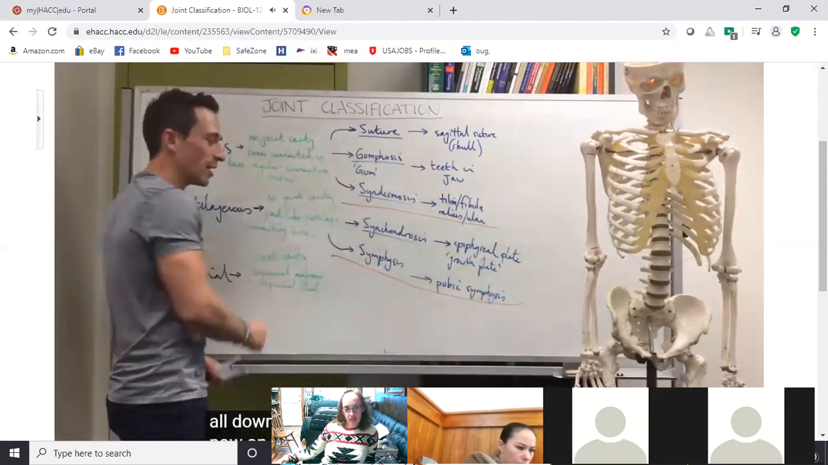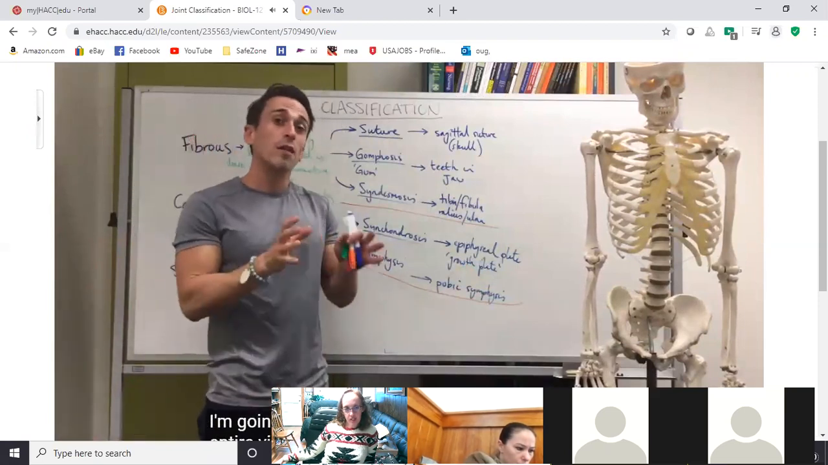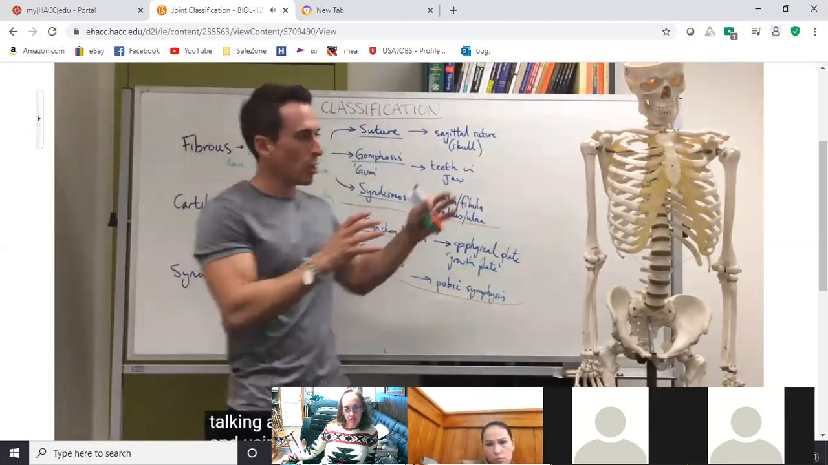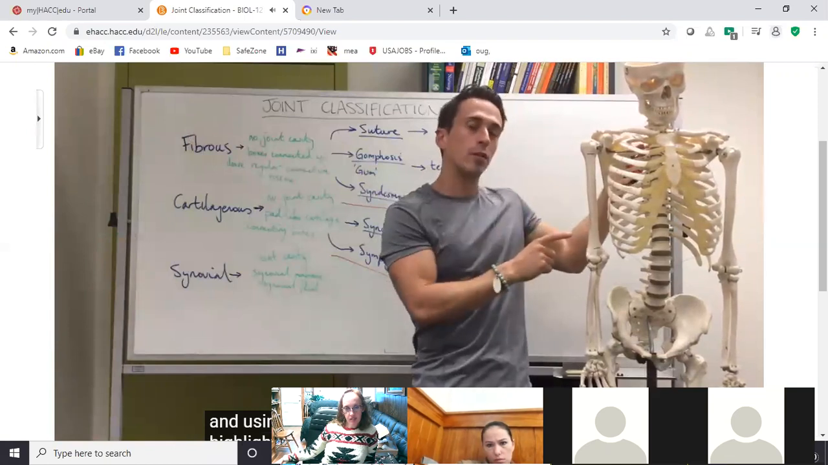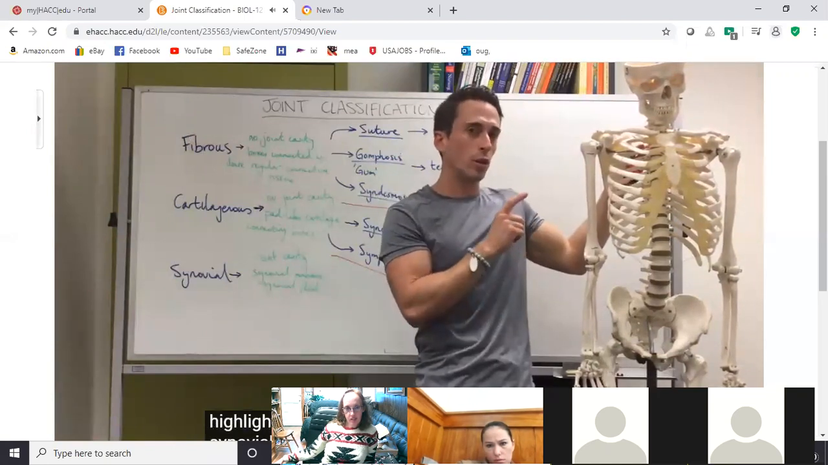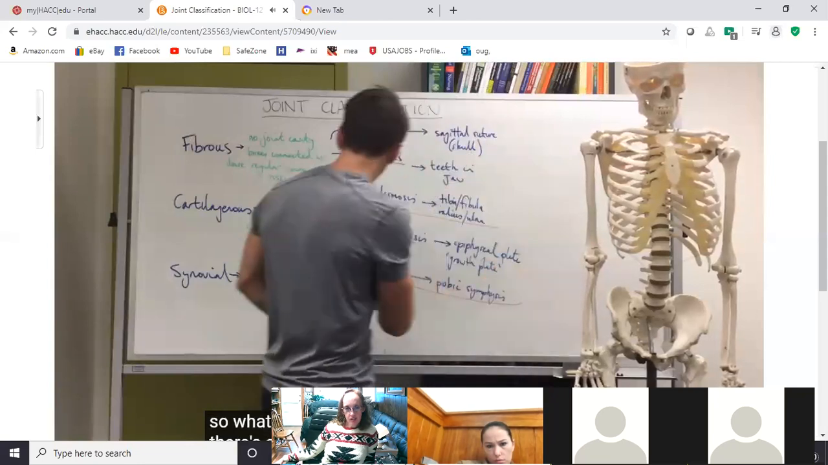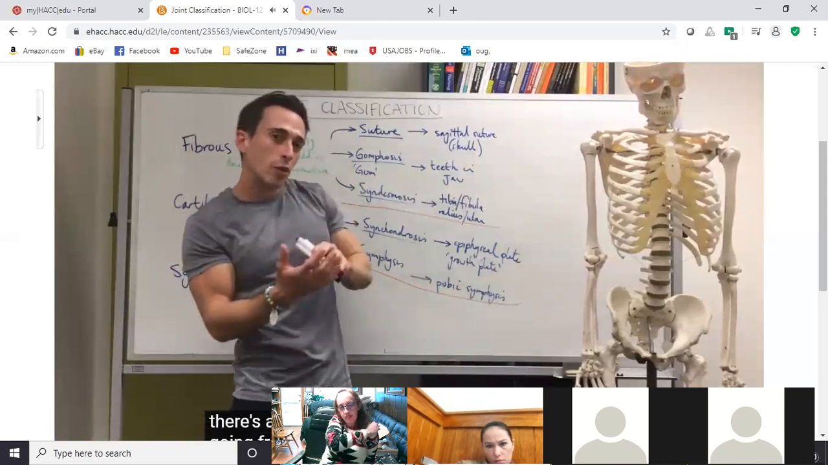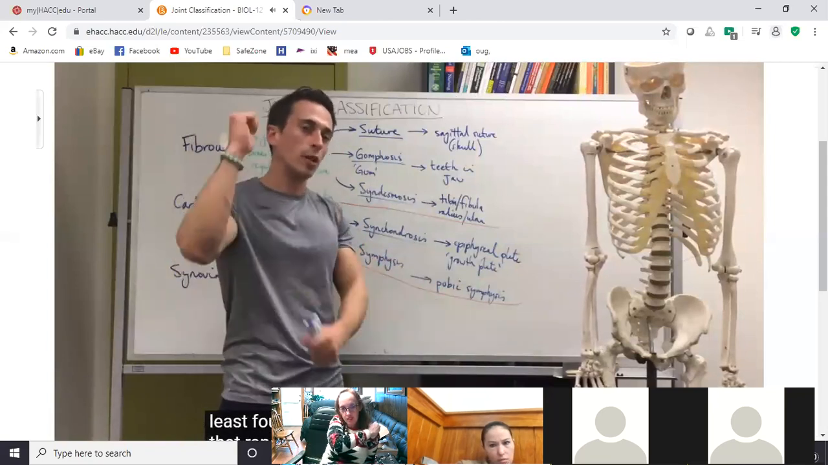Now we're on to the synovial joint. But what I want to do is spend an entire video, maybe 5 or so minutes, talking about the synovial joint and using Frank as an example to highlight whereabouts you can find the synovial joint. Okay, so what you're going to find is that there's a number of synovial joints going from most free to least free, or least free to most free in regards to their range of motion.